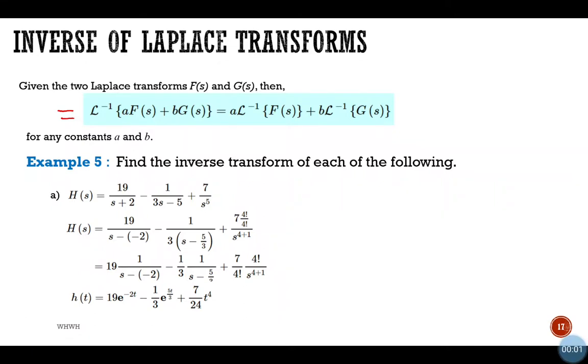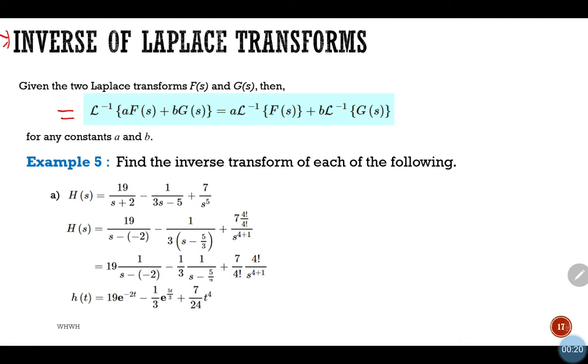So now we come to the second part of the video for today's asynchronous lecture, and we are now going to discuss the next subsection of the topic, which is the inverse of Laplace transforms.